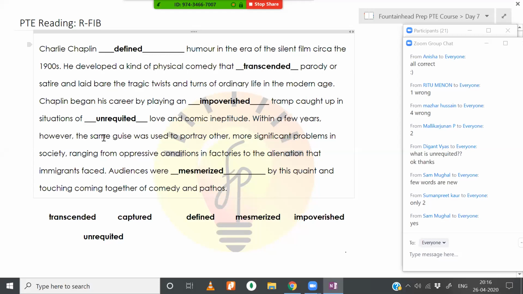Within a few years, however, the same guise was used to portray other more significant problems in society, ranging from oppressive conditions in factories to the alienation that immigrants faced. Audiences were mesmerized by this quaint and touching coming together of comedy and pathos.